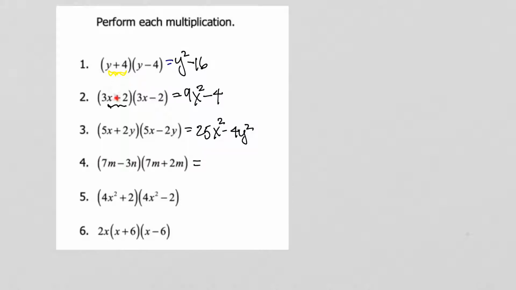Now, these have been pluses, now we've got a minus, but it's still minus plus. Doesn't matter what order they come in, they're still conjugates. You square the first, 49m squared, put a minus sign, and square the second. 3n times 3n is 9n squared.